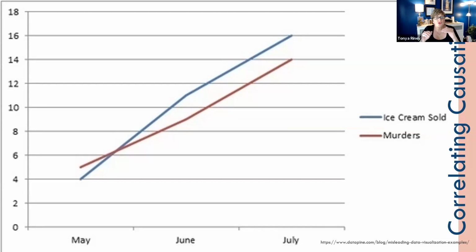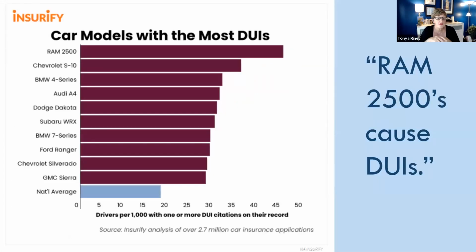So we want to make very sure that there is another correlation, right? The summer is the correlation, and/or hot weather or temperatures or whatever. Another great one is that RAM 2500s cause DUIs. So RAM 2500s then are the cause of DUIs. And you can see this on the chart, except that it's a correlating kind of a thing. It's not a causation. So this is a serious accusation. We have to be very careful and ethically concerned about whether or not we actually are doing this.